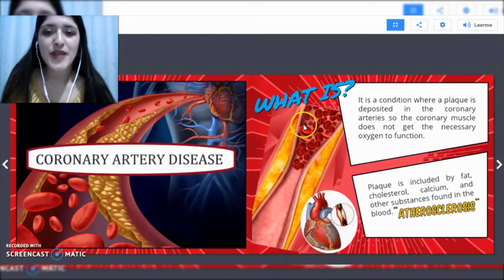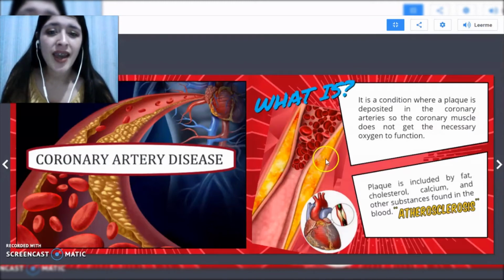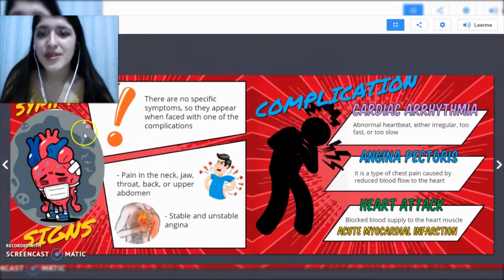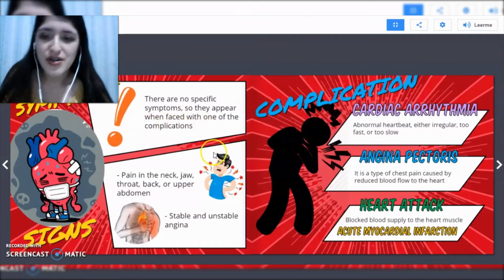It happens when a plaque obstructs the passage of blood to the heart muscle, and it cannot get the necessary oxygen to work. This plaque is called atheroma. So, signs and symptoms. There are no specific symptoms, so they appear when faced with one of the complications.